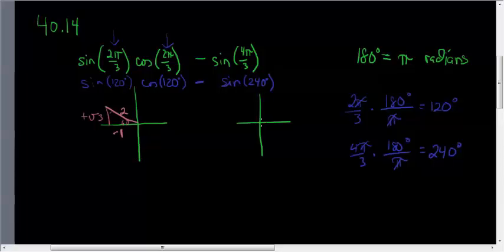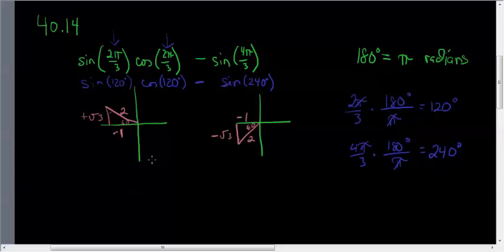Now 240 degrees is 60 degrees more than 180, right? 180 plus 60 gives me 240. So that's my 240 degree angle. Opposite the 60 is square root of 3. The hypotenuse is always 2, so that makes this one 30. Opposite the 30 is the 1. In this quadrant, x is negative and y is negative, and the hypotenuse, of course, is always positive.